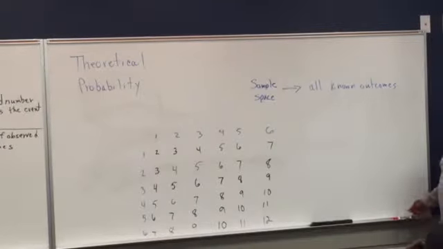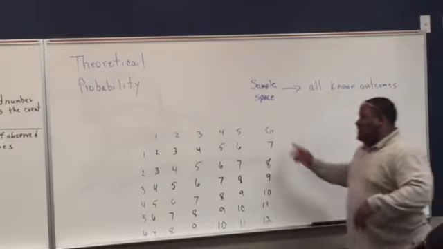So here's all known outcomes. How many outcomes is that? 36. How do you know? Because it's 6 times 6.